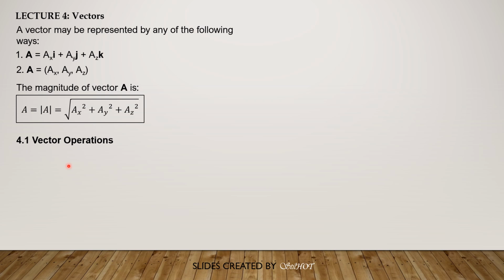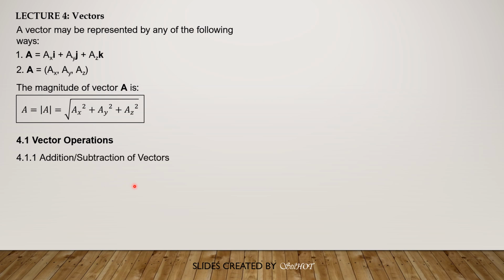So the first vector operation is what we call the dot product, and its use would be to determine or compute the component of one vector in the direction of the other and vice versa. Also, it allows us to determine the angle formed between two vectors.